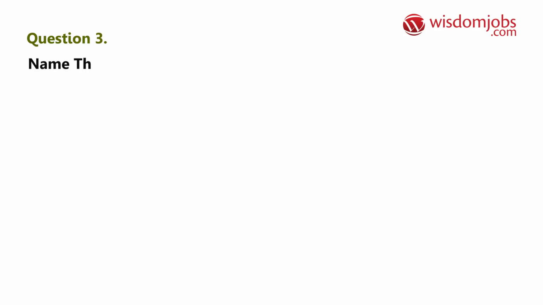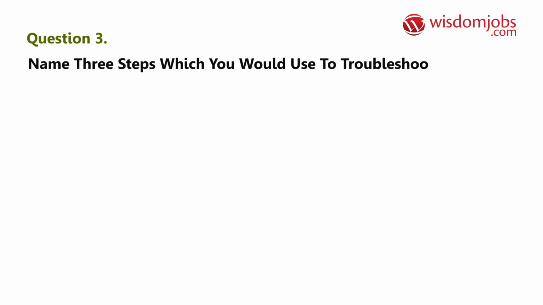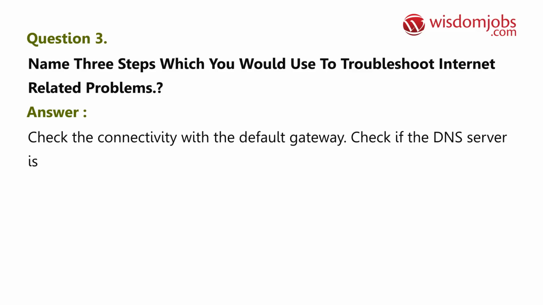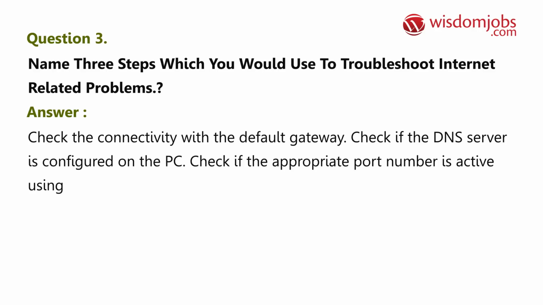Question 3. Name 3 steps which you would use to troubleshoot internet-related problems. Answer. Check the connectivity with the default gateway. Check if the DNS server is configured on the PC. Check if the appropriate port number is active using NMAP on the DNS server.